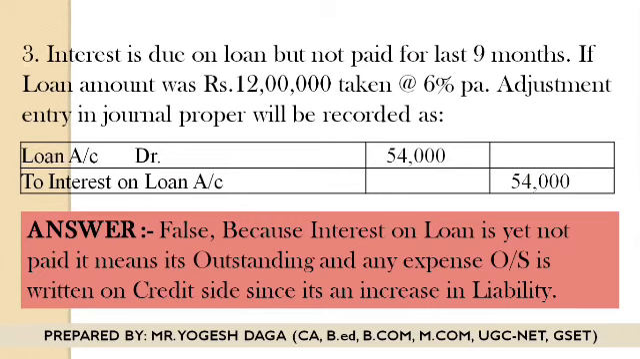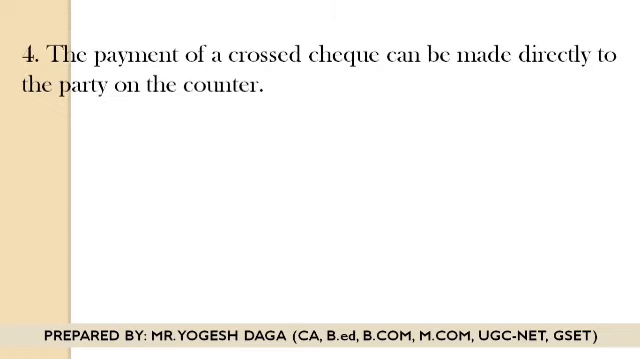It means it's outstanding, and any outstanding expense is written on the credit side since it will increase the liability. So here in this journal entry, interest on loan account is written on the credit, but instead the name should be outstanding interest on loan, and because of that this answer is false. Okay, so moving towards the next question. This is the fourth question on the screen.